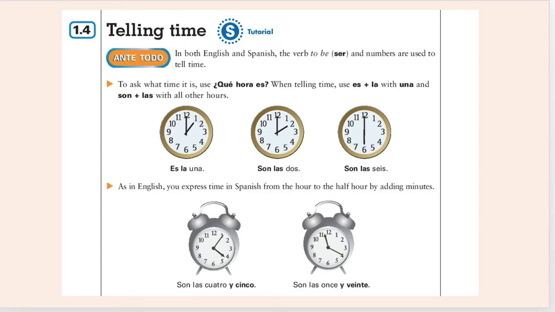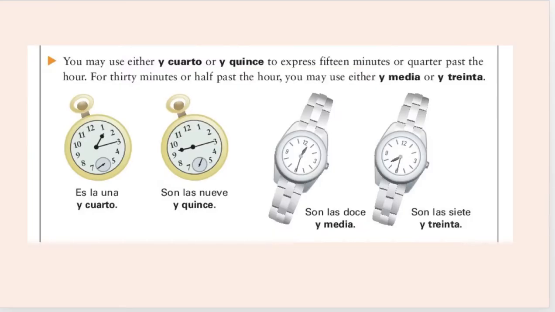As in English, you express time in Spanish from the hour to the half hour by adding minutes. Por ejemplo, son las 4:05, it's 4:05. O son las 11:20, it's 11:20. You may use either y cuarto or y quince to express 15 minutes or quarter past the hour. Por ejemplo, es la 1:15, it's 1:15. Son las 9:15, it's 9:15.